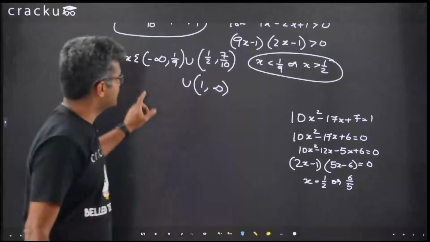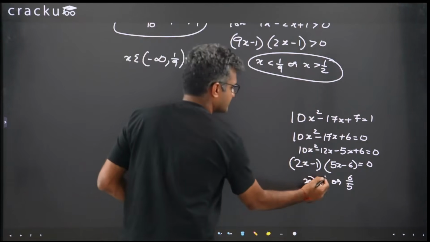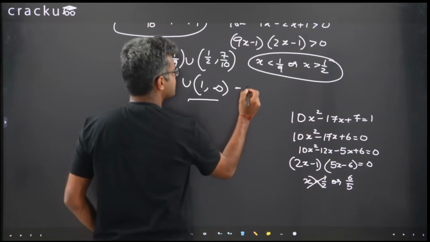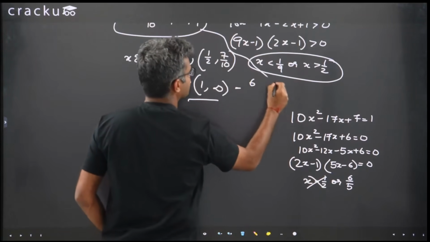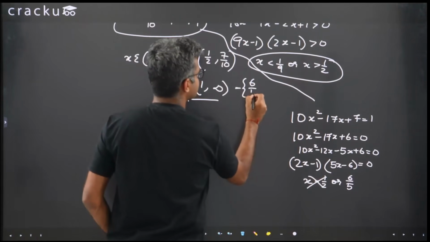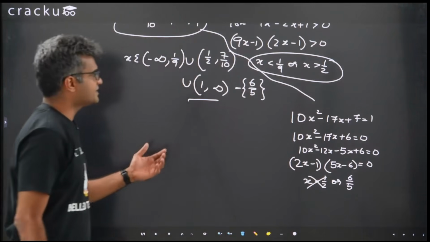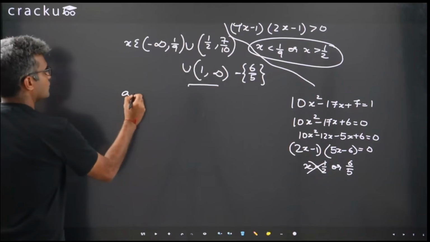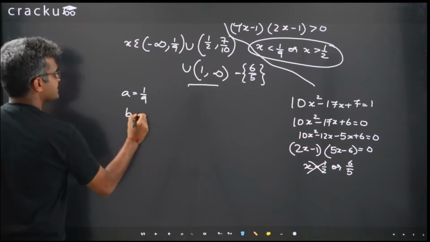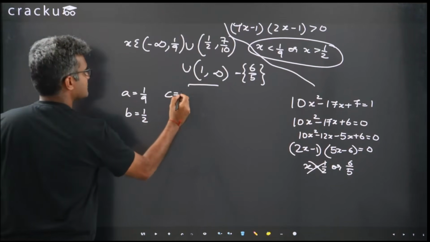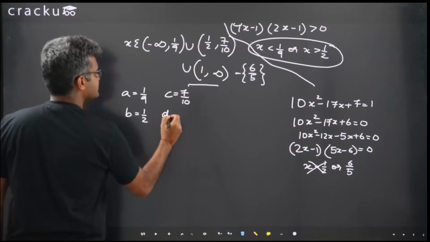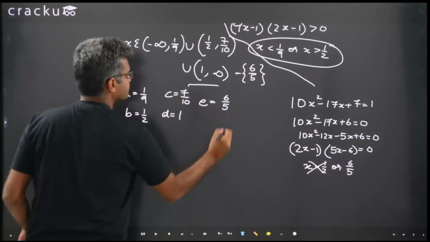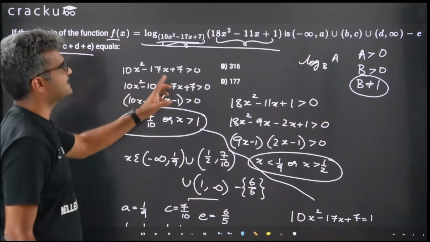You will notice that in the interval that we have, 1 by 2 actually is not part of it. But 6 by 5 is part of 1 to infinity. So the domain is whatever is the interval given minus 6 by 5. So if you are looking at the values of a, b, c, d and e, a is equal to 1 by 9, b is equal to 1 by 2, c is equal to 7 by 10, d is equal to 1 and e is equal to 6 by 5.